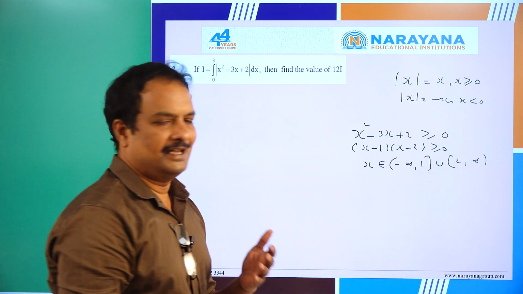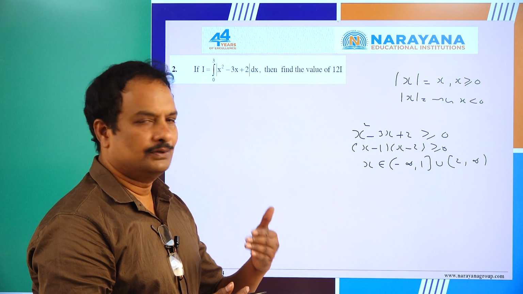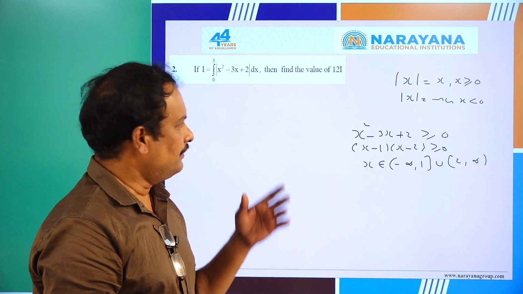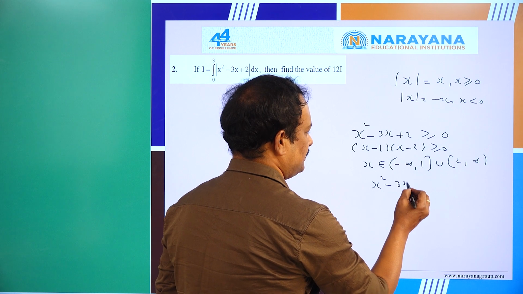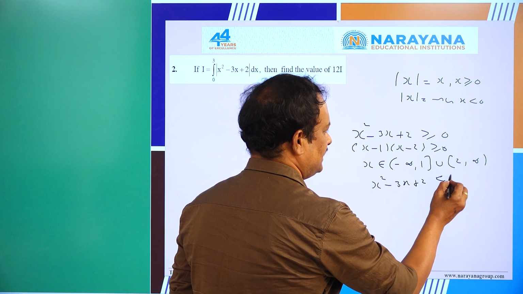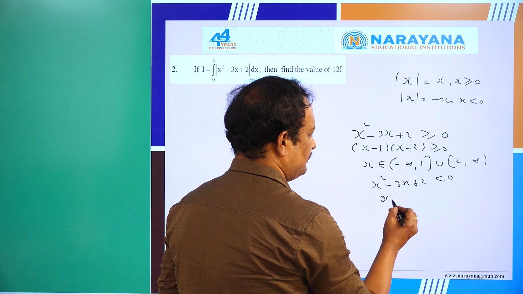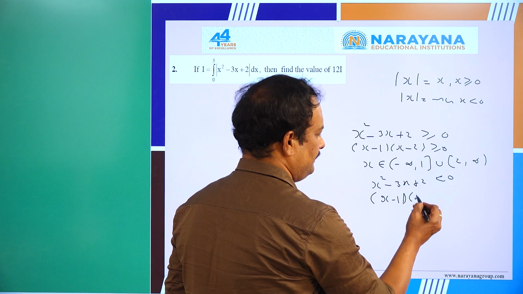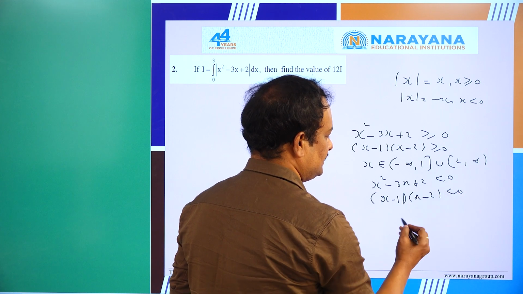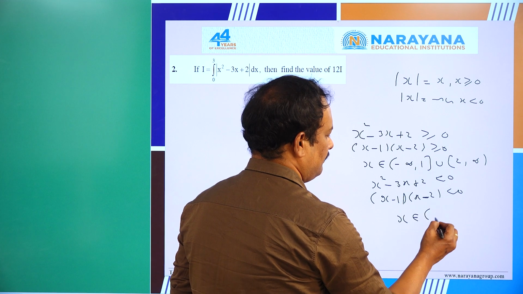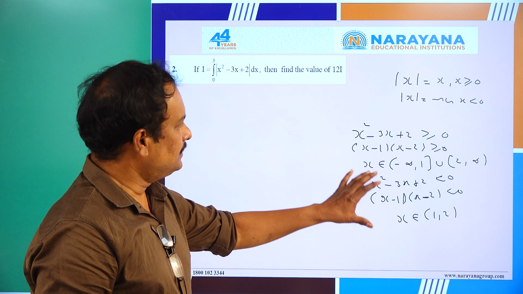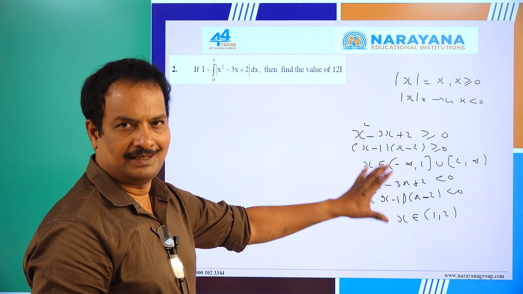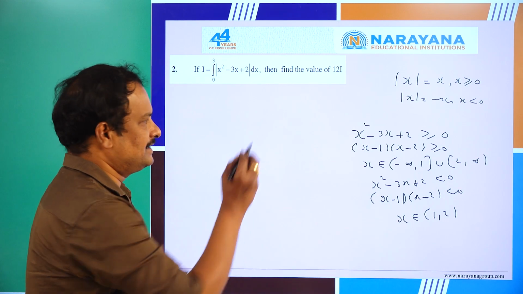So whenever x lies between 2 to infinity or is 1 or less, obviously x square minus 3x plus 2 is positive. Now if x square minus 3x plus 2 is less than 0, take x minus 1 into x minus 2 less than 0. So x belongs to 1 to 2, the open interval. In this interval, x minus 1 into x minus 2 is very clearly negative. So we have to split the interval.